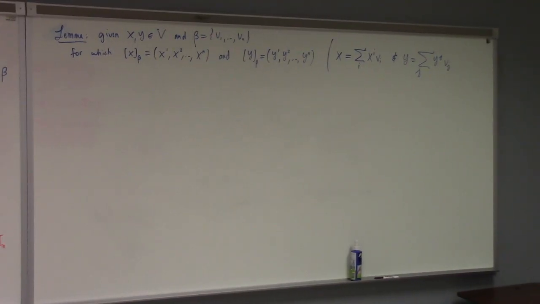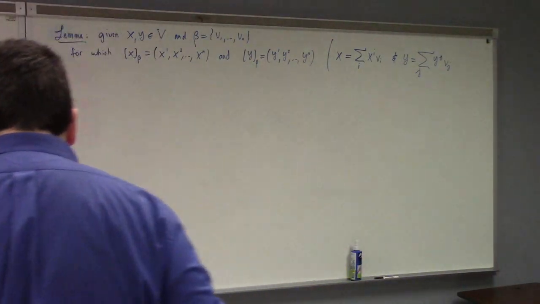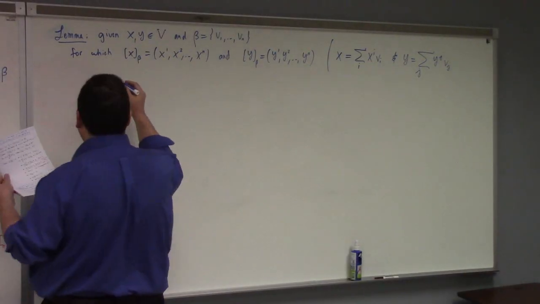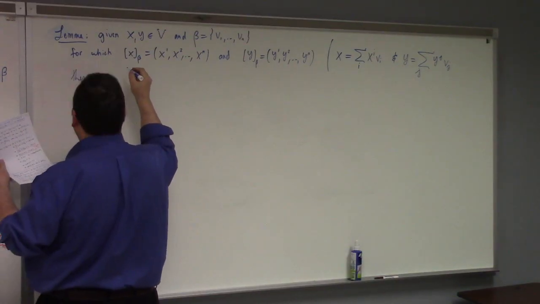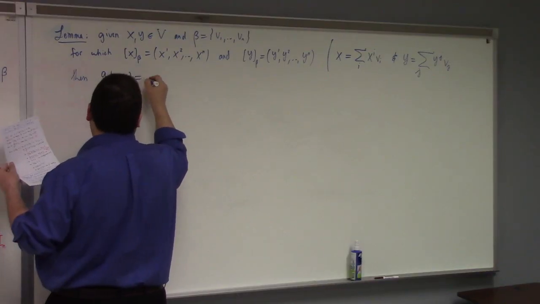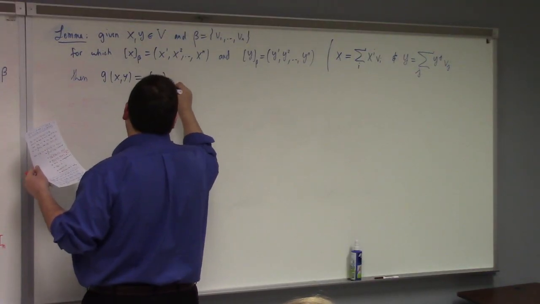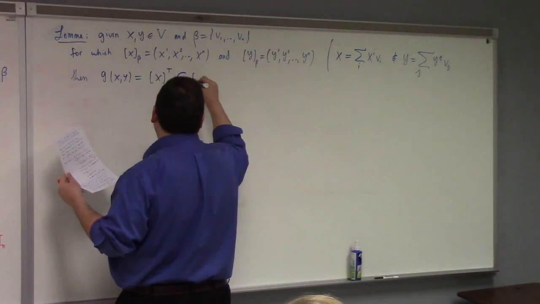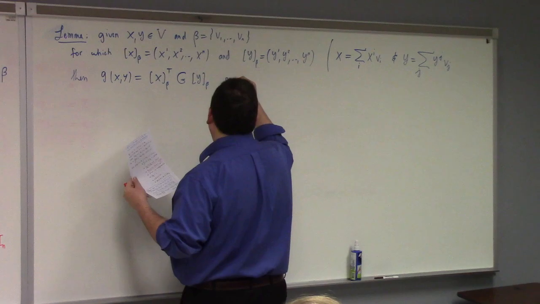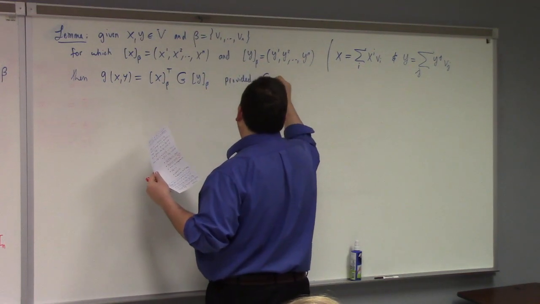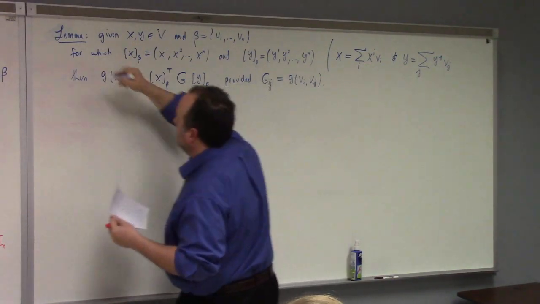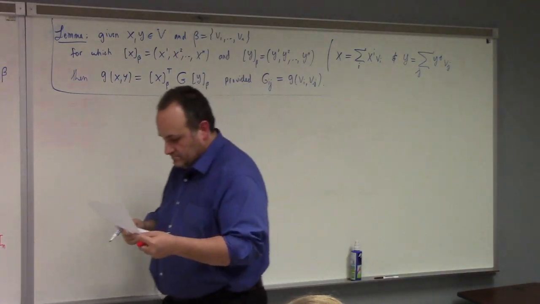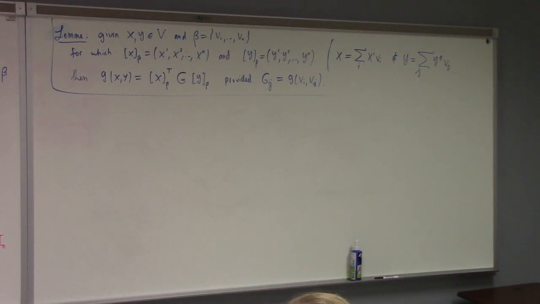Then what? Well, then, oops, sorry. We can write g(x,y) equal to simply x sub beta transpose times big G times y sub beta, provided we define G_ij as we just did in the previous definition. All right.